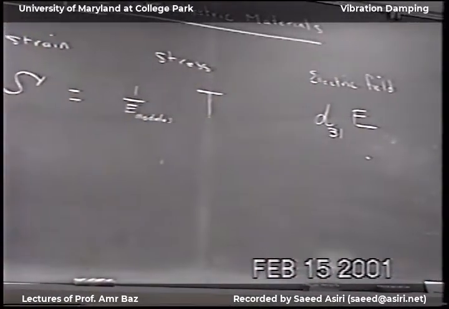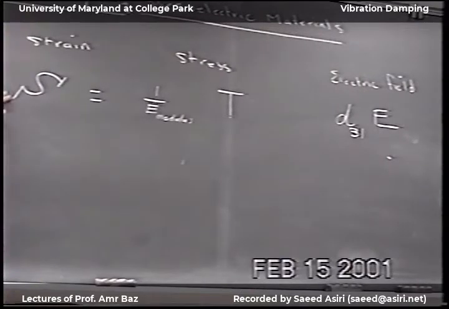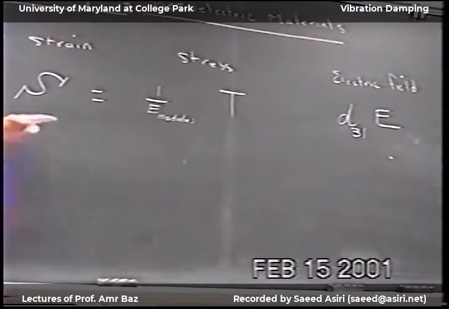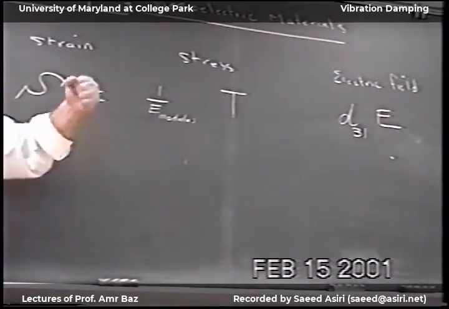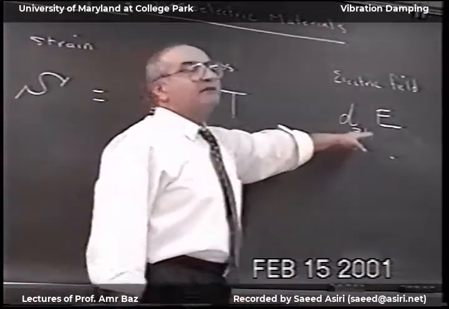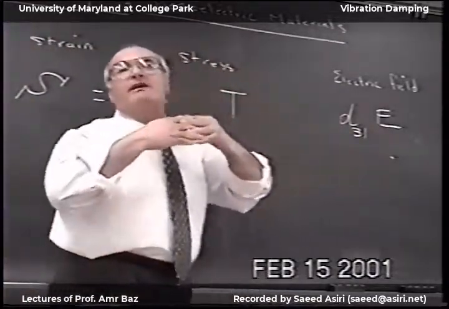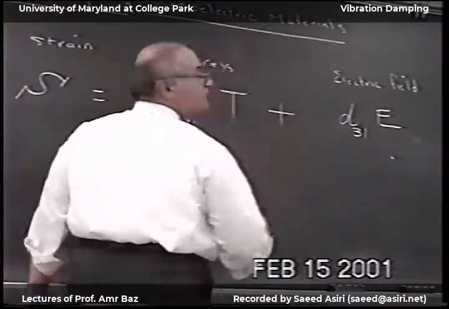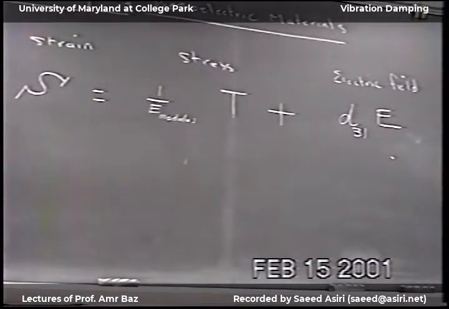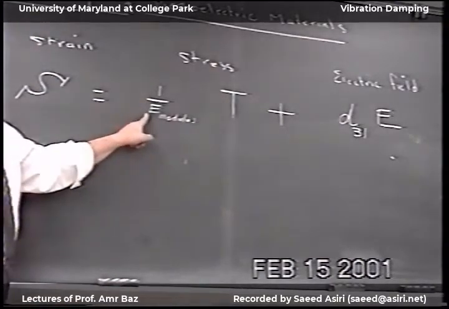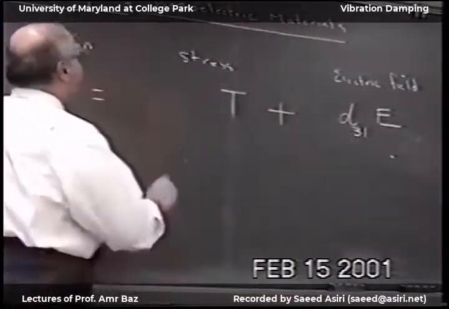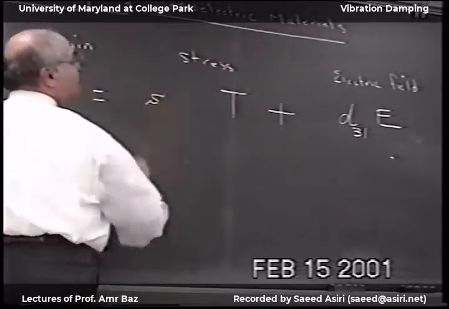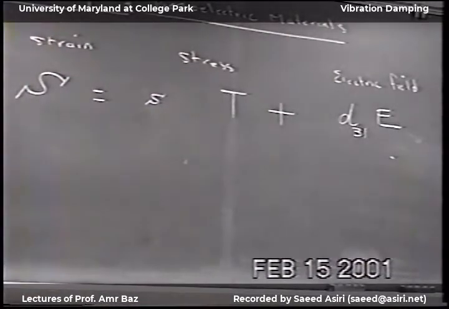Now if I have the two effects, I can generate strain by stretching the material mechanically, applying mechanical forces on it. And I can also stretch the material by applying electric voltage. So if I have the two combined, then I can apply the superposition for a linear system and I have plus. Okay? And I'm going to take 1 over Young's modulus and write it down as small s.